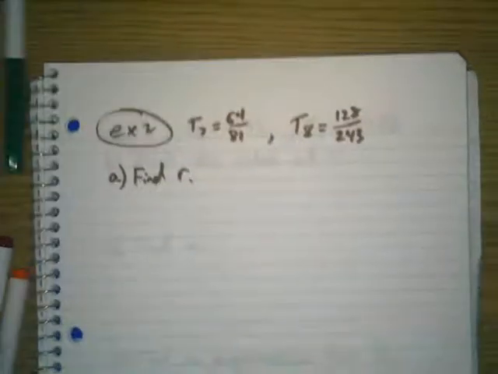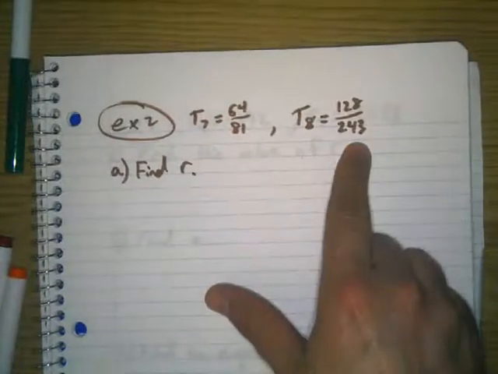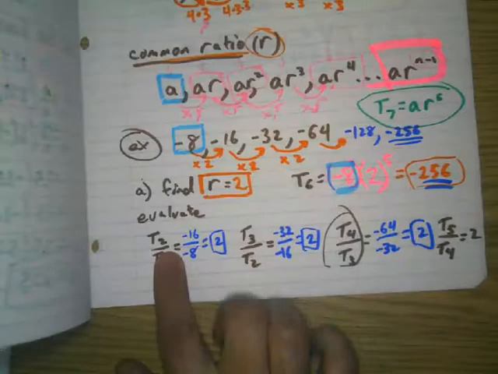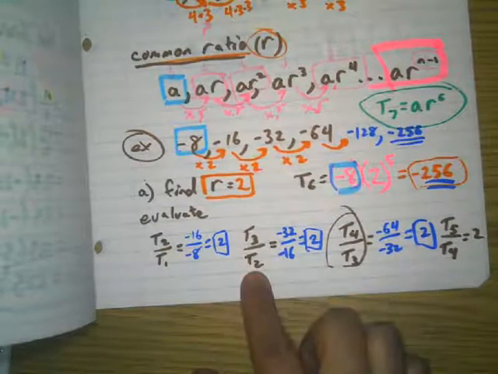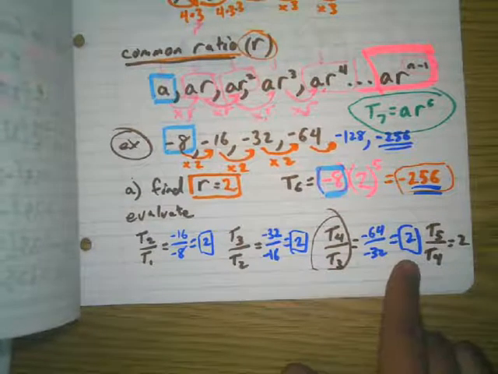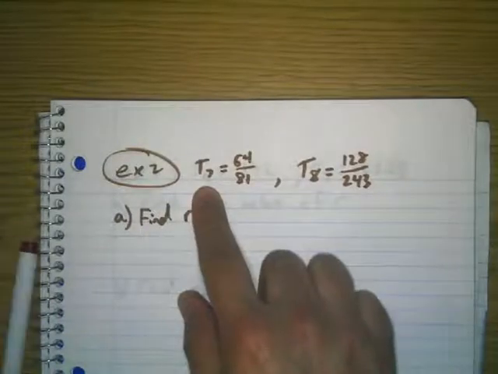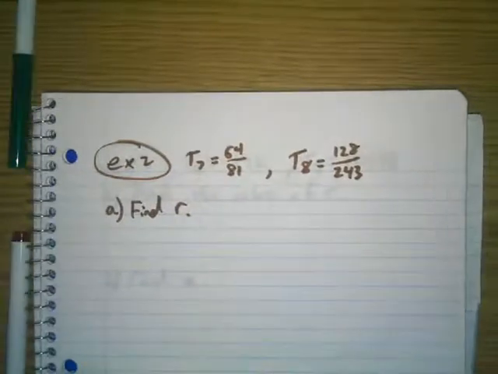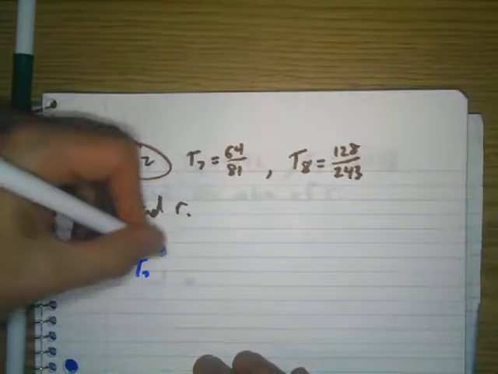Okay, t sub 7 is this, t sub 8 is this. Now, one of the things we learned a few examples back is that if I have t2 over t1, we get r. The third term divided by the second term, we get the r value. The fourth term divided by the third term, we get the r value. So what if I've got the 8th term divided by the 7th term? Guess what? We're going to get our r value. So the 8th term divided by the 7th term is going to give me r.